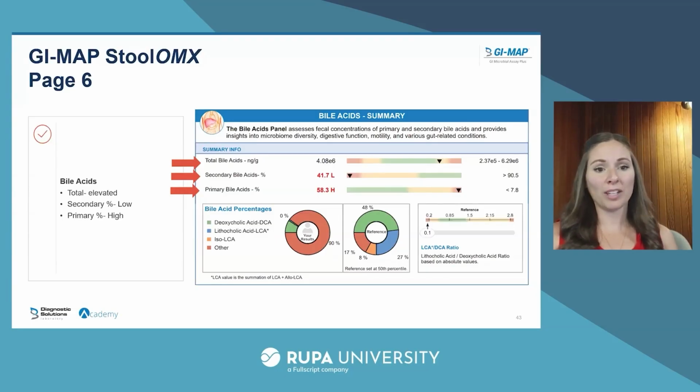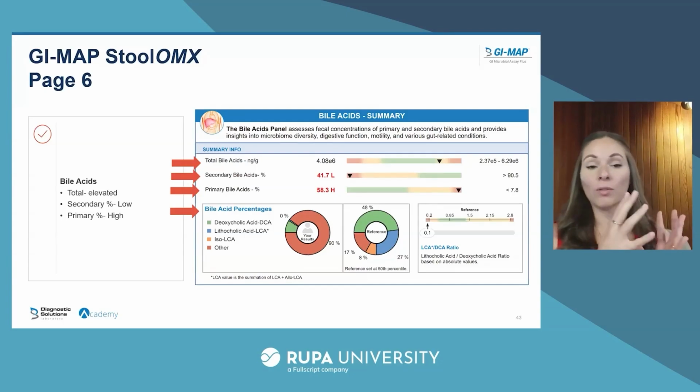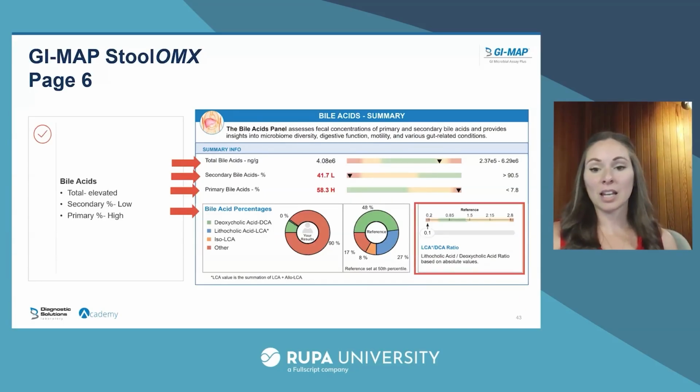I do want to also point out this unique looking donut chart. So that red portion, which is other, that other category includes our primary bile acids. And you're going to see shortly that all of the primary bile acids are elevated. Those primary bile acids are dominating over everything else. So that's why we see that red portion of the chart taking up most of it. And then we see the LCA to DCA ratio. It's a little on the low side, but we'll see when we look at that middle page, DCA looks fine. LCA is a little on the low side. Again, I'm looking at microbial conversion here.